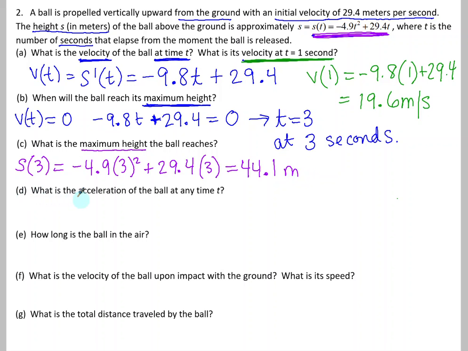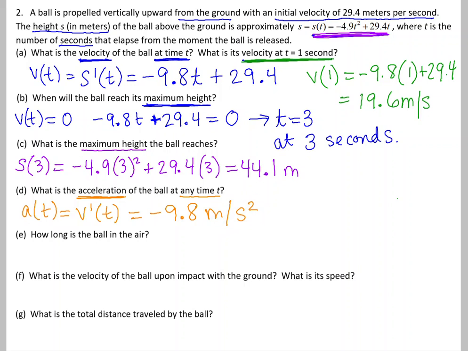D. What is the acceleration of the ball at any time t? That's at one point in time, that's a derivative. Acceleration, often called a, is the rate of change of velocity, v prime of t. So I look up here to where we have our velocity function and we take the derivative of the velocity function. That would give us negative 9.8. Again, this is a scenario, it has words, so we have words in our answer. The acceleration is negative 9.8 meters per second squared.